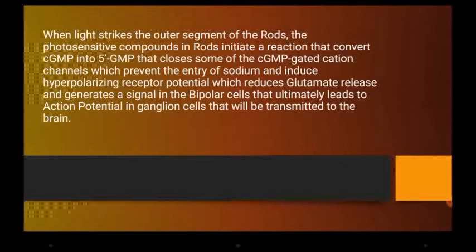This generates a signal in the bipolar cells that ultimately leads to what? To an action potential in the ganglion cells that will be transmitted to the cerebral cortex in the brain to produce the sensation of vision. Now, what happens in the dark or at night?